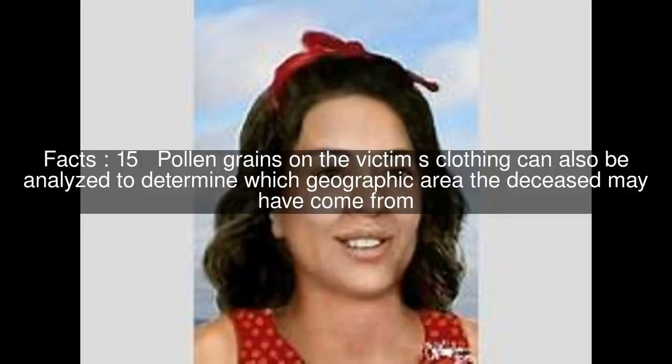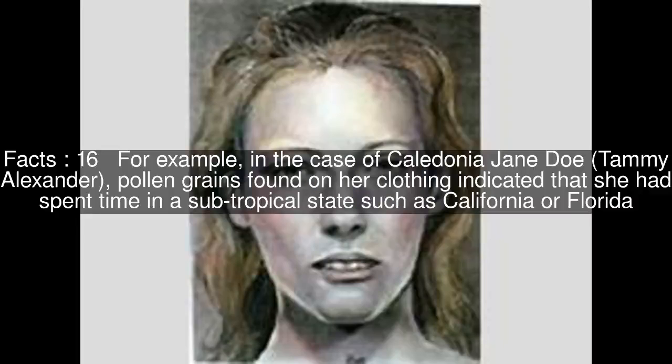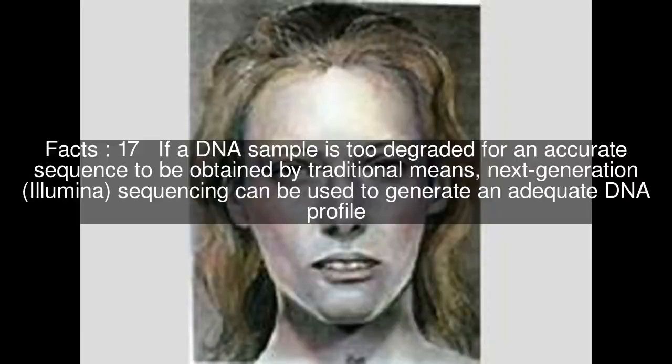Pollen grains on the victim's clothing can also be analyzed to determine which geographic area the deceased may have come from. For example, in the case of Caledonia Jane Doe, Tammy Alexander, pollen grains found on her clothing indicated that she had spent time in a subtropical state such as California or Florida. If a DNA sample is too degraded for an accurate sequence to be obtained by traditional means, next-generation, Illumina, sequencing can be used to generate an adequate DNA profile.